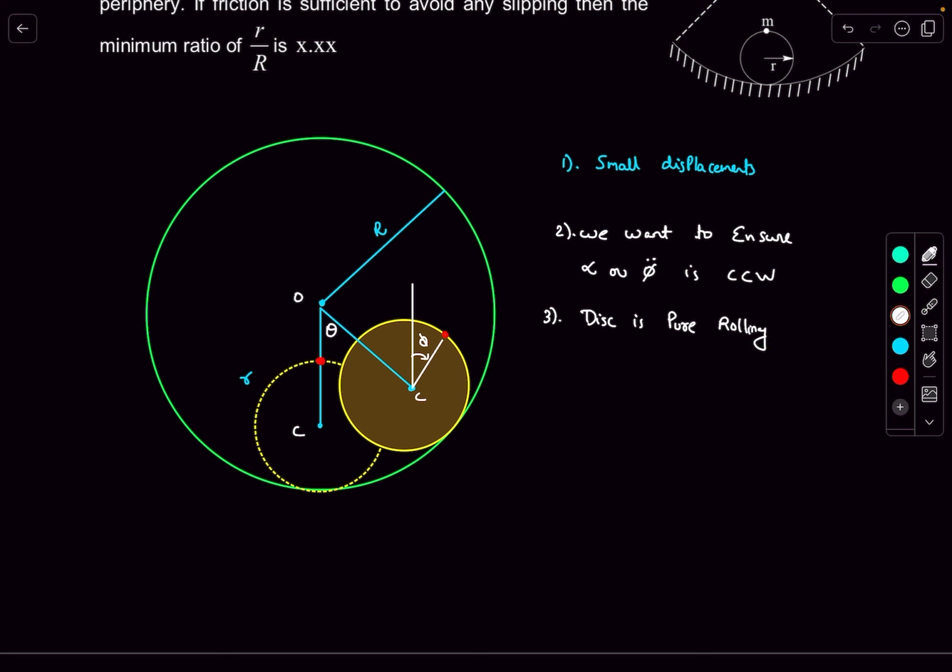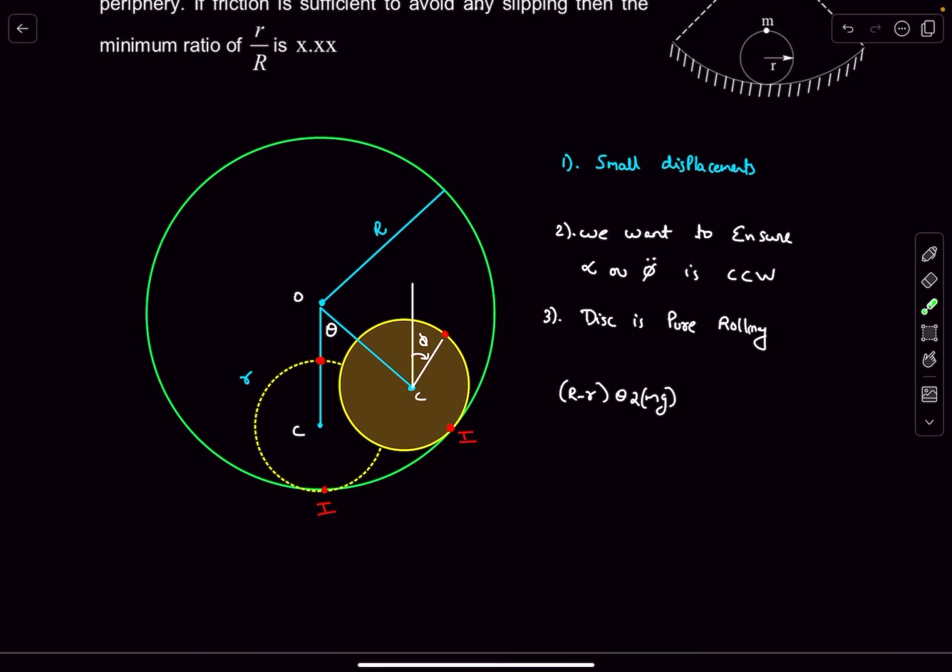Another fact is that the disk is pure rolling on the track. So here, as the disk is pure rolling, we can take the help of the instantaneous axis of rotation. So I'm going to call this point as point I, and initially I was over here, right? Now this is the part which is going to be a bit annoying, so I want you to pay close attention to the diagrams.